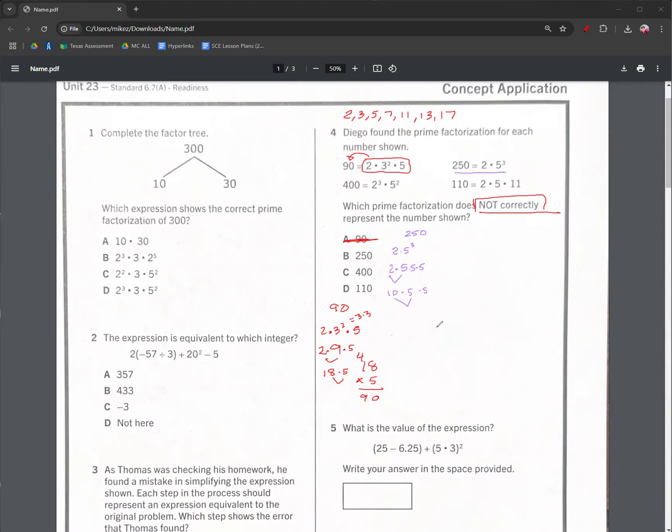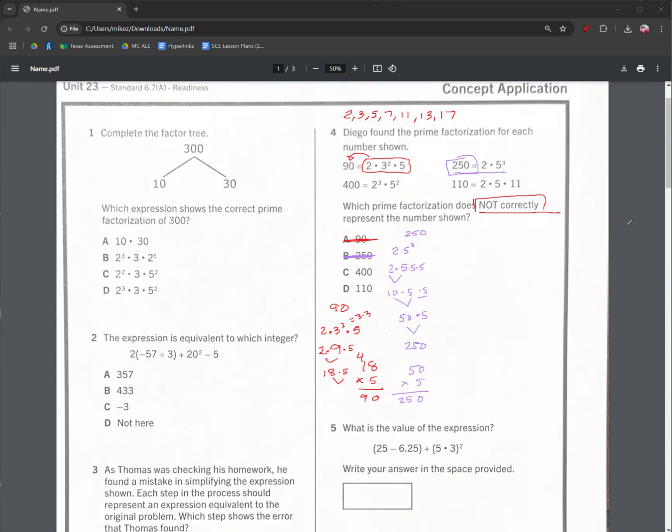Then I'm going to do 10 times 5. 10 times 5 is 50. And then I'm going to bring down what's left over, which is the times 5 on the end. And then I have 50 times 5. And you might need to write this one out. 50 times 5. 5 times 0 is 0. 5 times 5 is 25. So this was 250. As you can see, it did match up. So I know that 250 is correct. And again, we are looking for the one that is not correct.